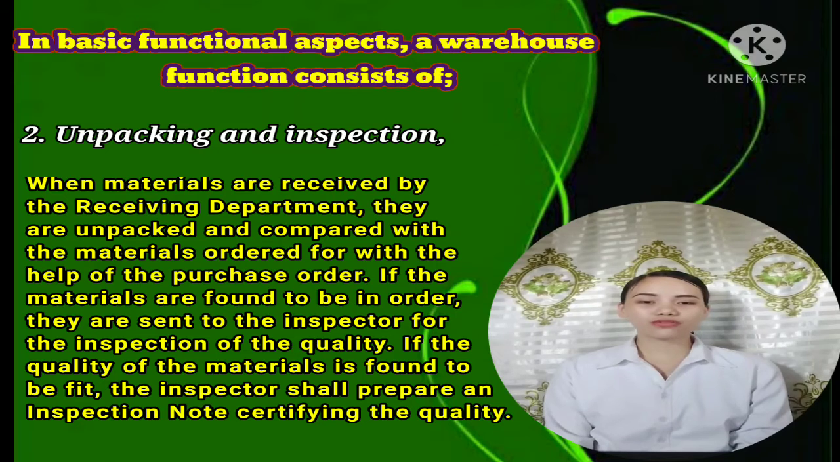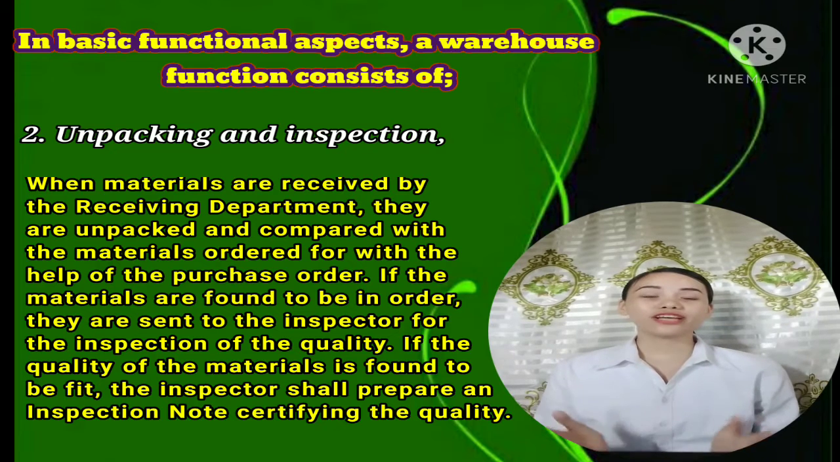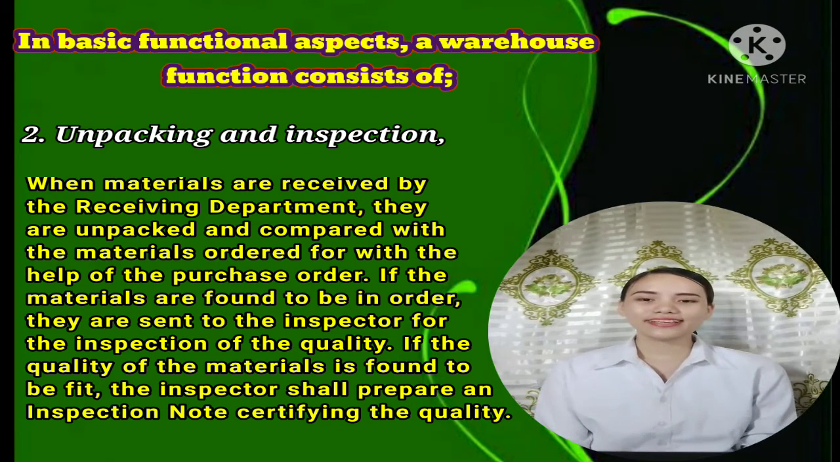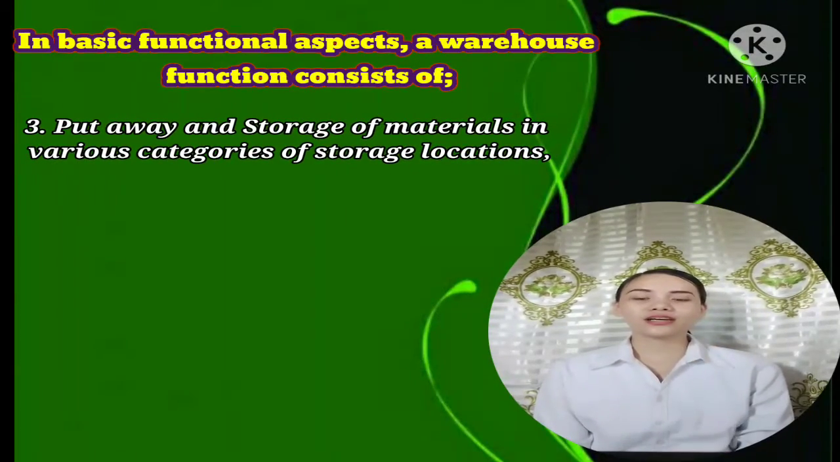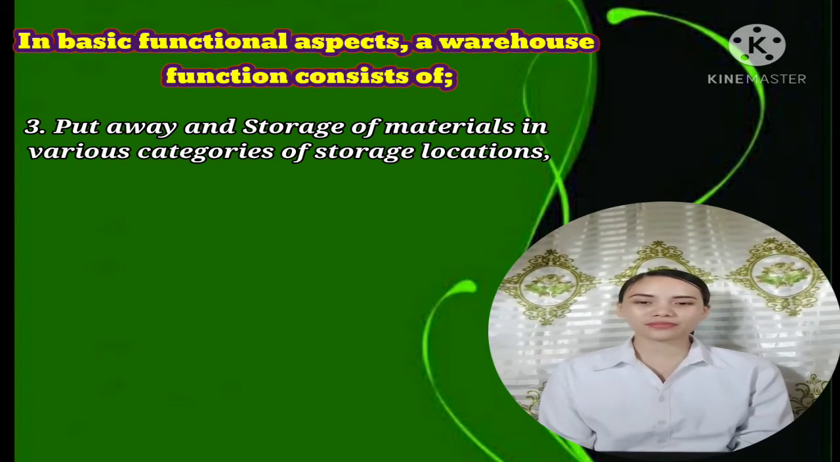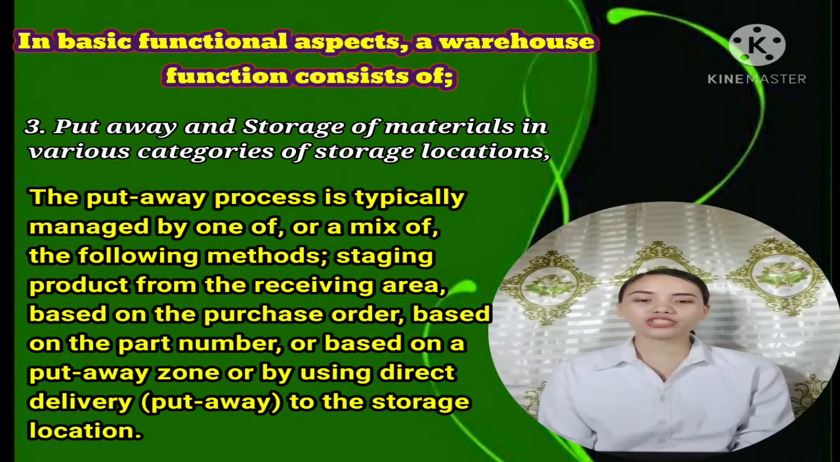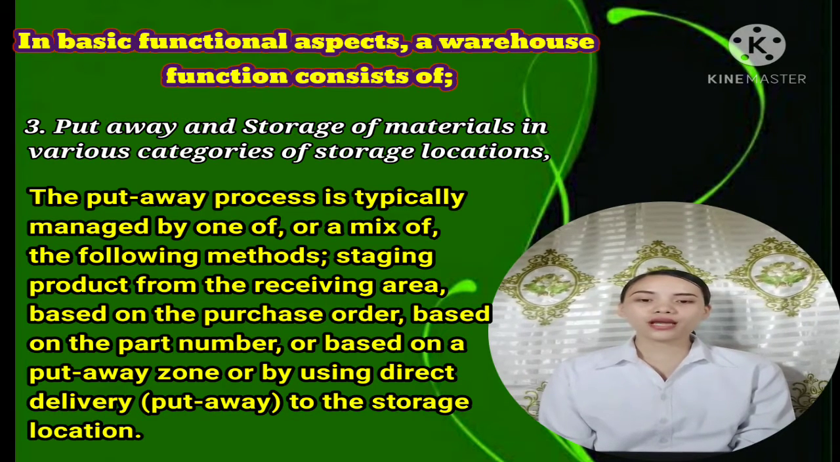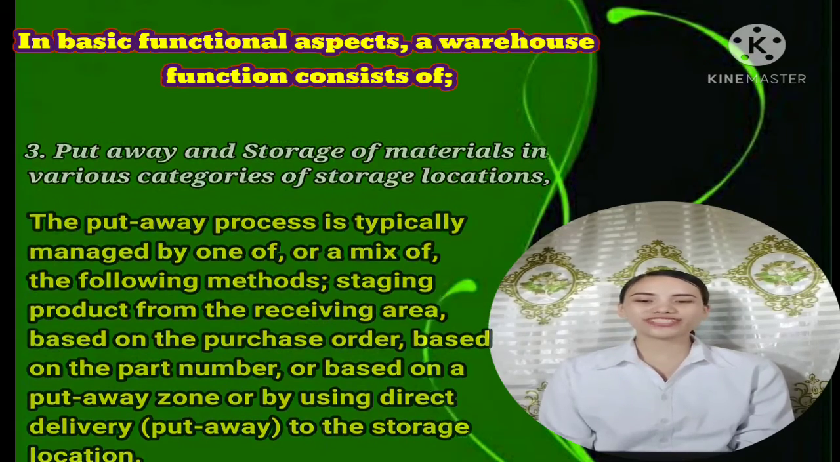If the materials are found to be in order, they are sent to the inspector for the inspection of the quality. If the quality of the materials is found to be fit, the inspector shall prepare an inspection note certifying the quality. Third, put away and storage of materials in various categories of storage locations. The put away process is typically managed by one of or a mix of the following methods: staging product from the receiving area, based on the purchase order, based on the part number, or based on the put away zone, or by using direct delivery put away to the storage location.